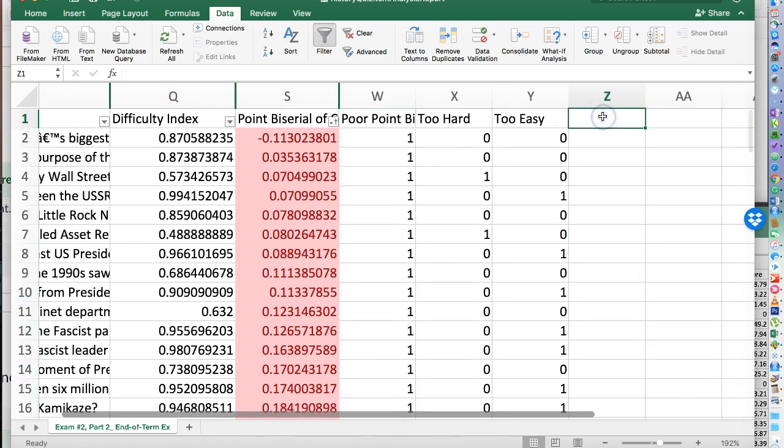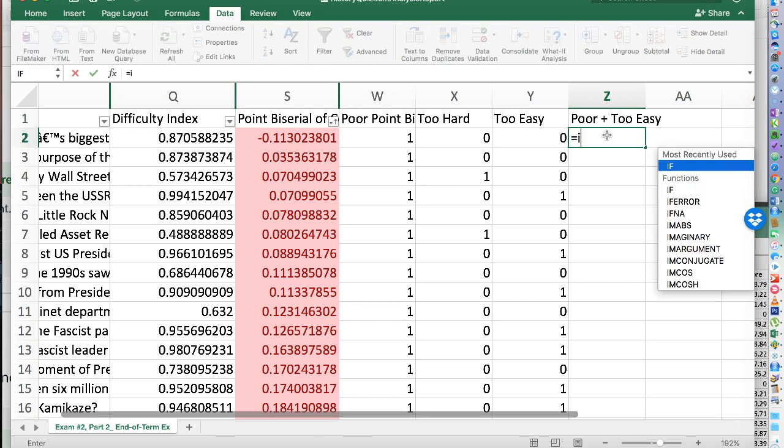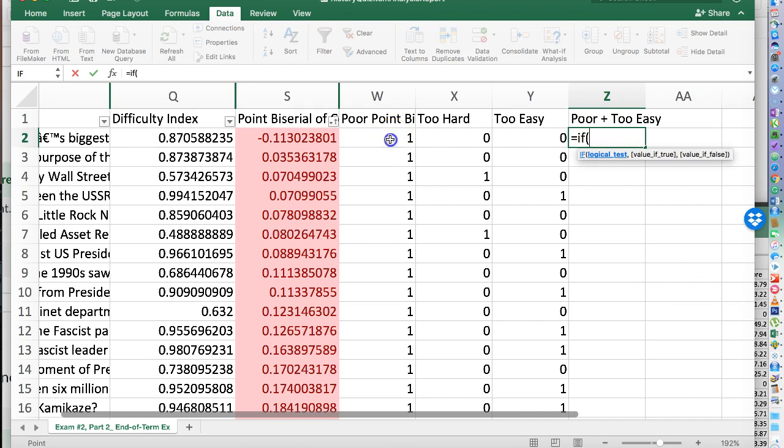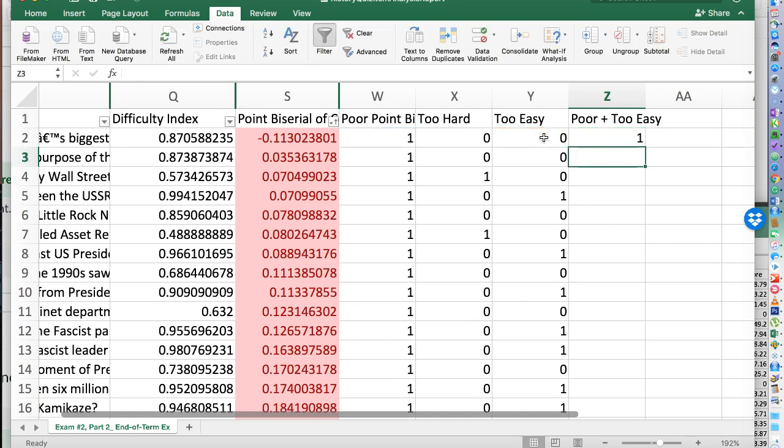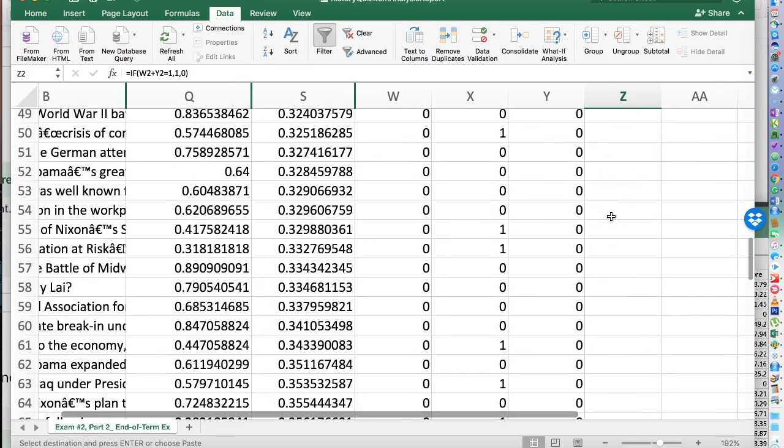Now what we can do is say poor plus too easy. So if it's a poor point biserial and it's too easy, then we know maybe it would be an interesting question to look at. If that plus that equals 1, then, or you could just look for 2's. So either way.